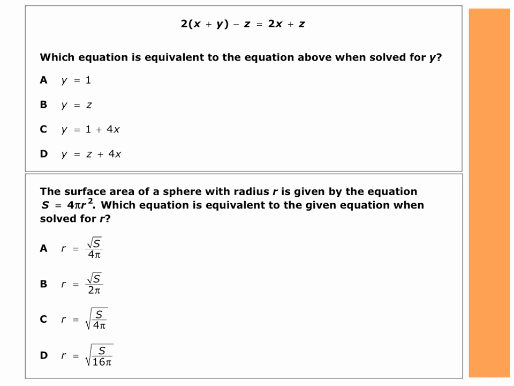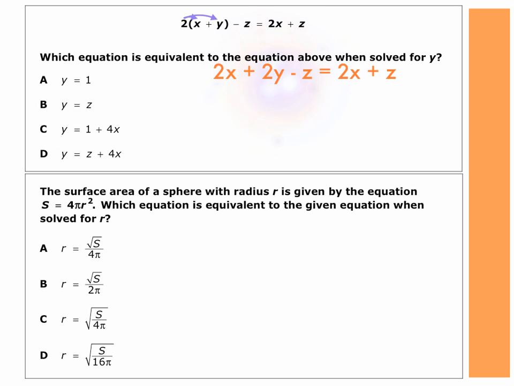This first example says, which equation is equivalent to the equation above when solved for y. In this instance, I'm going to have to go ahead and distribute my 2 first. Because it's 2 parentheses x plus y, I need to do 2 times x plus 2 times y. When I do that, I get 2x plus 2y minus z equals 2x plus z.